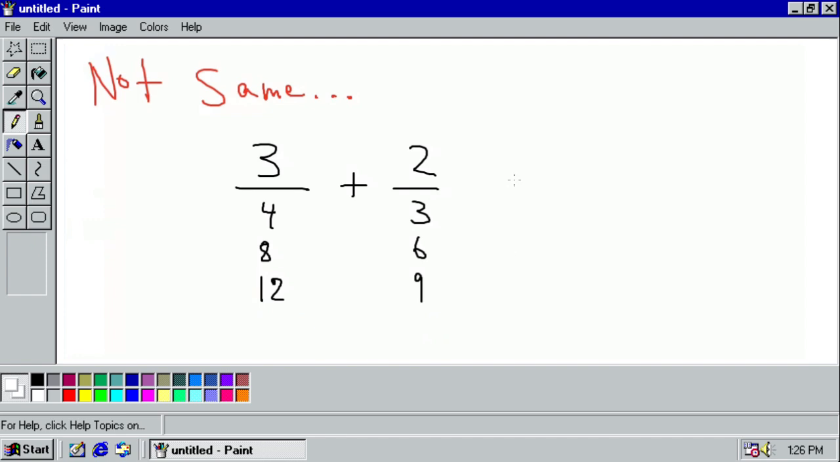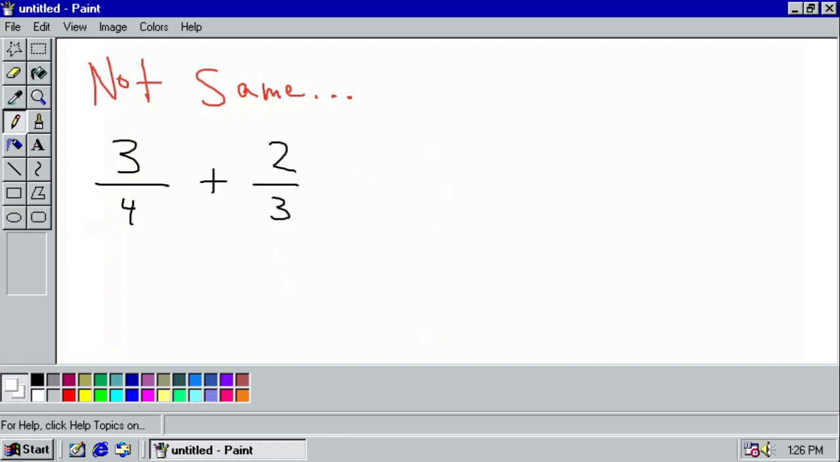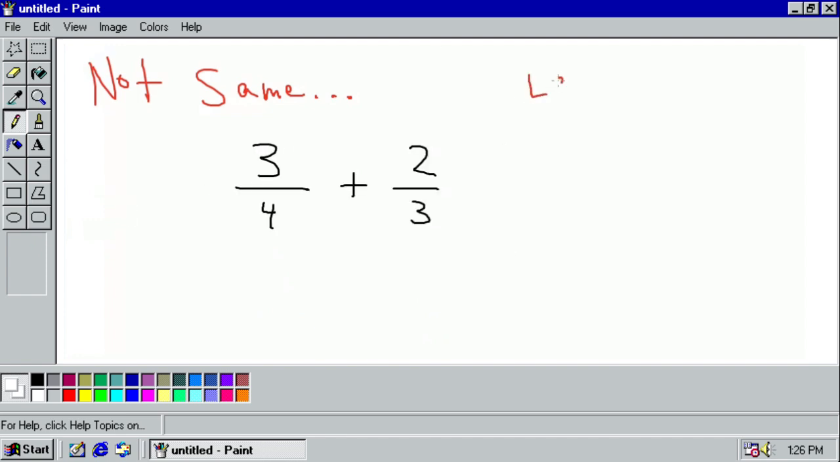So their LCD will be 12. So we're going to change the denominator here into 12. So what should we multiply to 4 to make it 12? So we need to multiply 4 by 3.